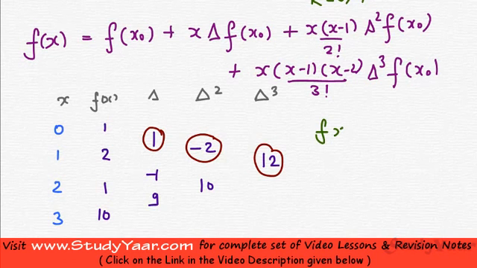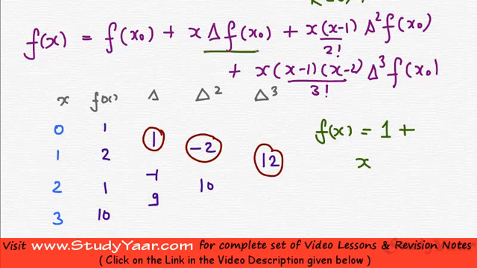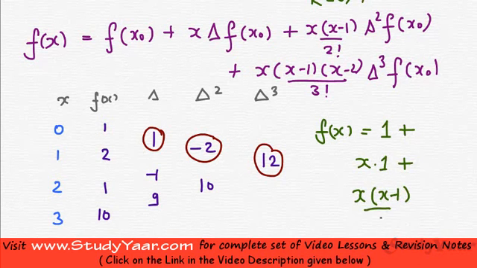You have f of x equal to f of x0, which is this, plus x into delta f of x0, which is this. So you have x into 1 plus x into x minus 1 upon 2 into delta square f x0, which is this. Plus you have x into x minus 1 into x minus 2 upon 3 factorial, which is your 6, into delta cube f x0, which is this. So that's your f of x.